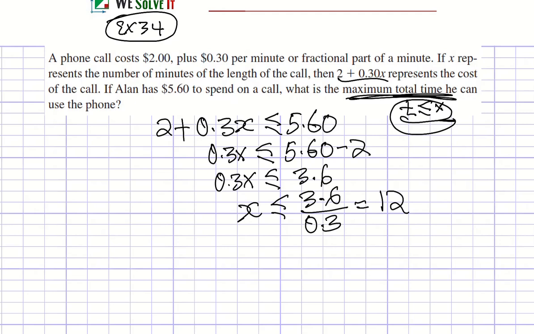So Alan, if he has $5.60 to spend on a call, the maximum total minutes he can use the phone is 12 or less. Maximum means 12 minutes or less. That's all he has. He can't go over it.